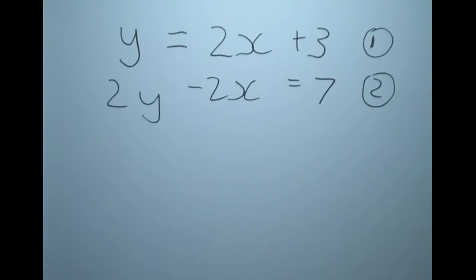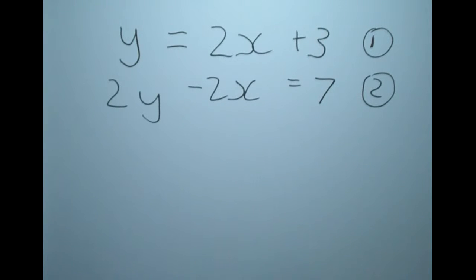Let's say we have y is equal to 2x plus 3 as my first equation and 2y minus 2x equal to 7 as my second equation. Now, to do the elimination method, we need to get everything in line. So, we want all our y's on the same side of the equation and all our x's on the same side of the equation and all our constants on the same side. So, the y in my first equation is on the left and the y in my second equation is on the left, so that is fine.